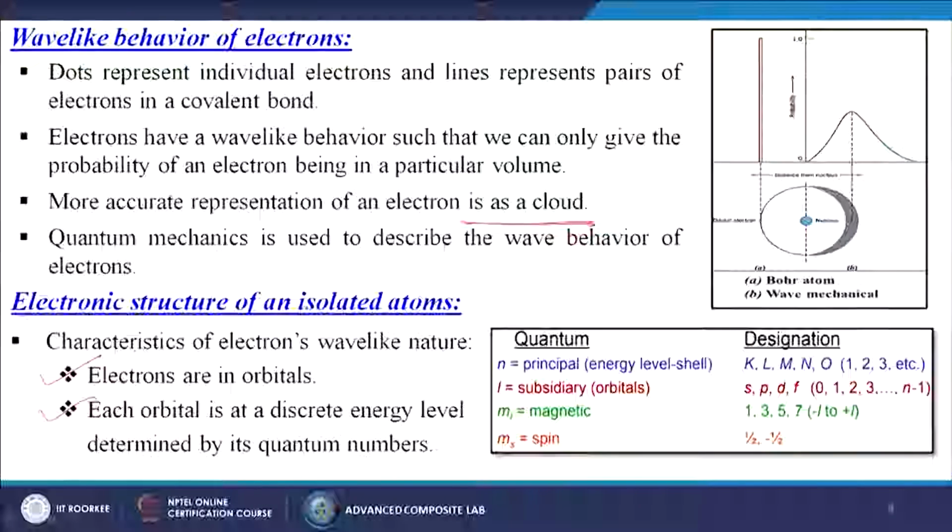What are the quantum numbers? For the n principal energy level, we give the designations K, L, M, N, O, like 1, 2, 3, etc. For the l subsidiary orbitals, it is s, p, d, f, generally 0, 1, 2, 3 up to n minus 1. For the m_l magnetic number, the values run from minus l to plus l, giving 1, 3, 5, 7 orbitals. And m_s, the spin, is plus half or minus half. These are the different quantum numbers describing the electronic structure.